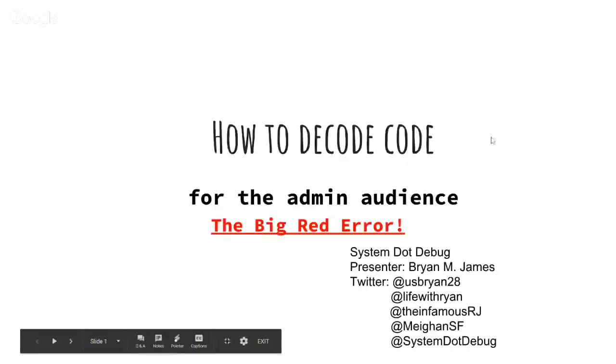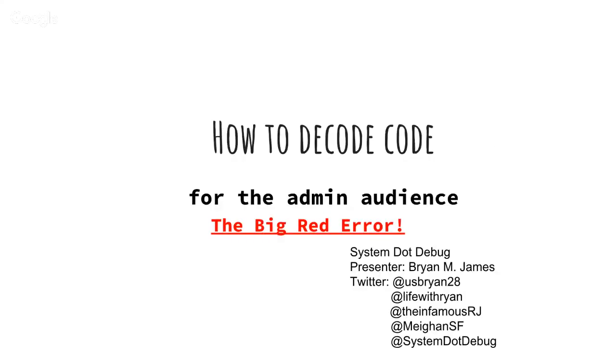Okay. This big red error. All right. So this is going to be how to decode code for the admin audience, the big red error. This is System.Debug. I'm your presenter, Brian M. James. On the show with me today, we have Ryan at Life with Ryan on Twitter, RJ at the infamous RJ on Twitter. At Megan SF is off tonight. I'm at USBrian28, and you can follow us all at System.Debug.